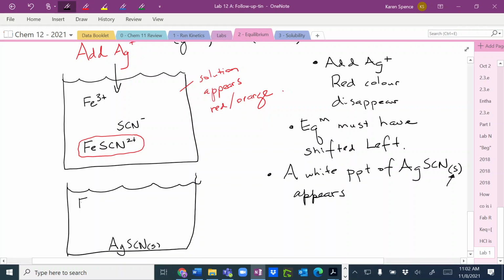So we have our original Fe3+. The SCN is now gone because it has reacted with the Ag+. And the FeSCN separates into Fe3+ plus SCN minus. Yes? And you see the red stuff is gone. We have a white precipitate.